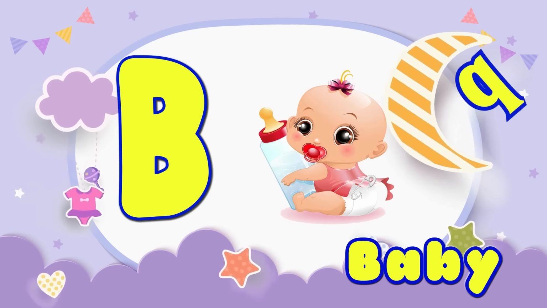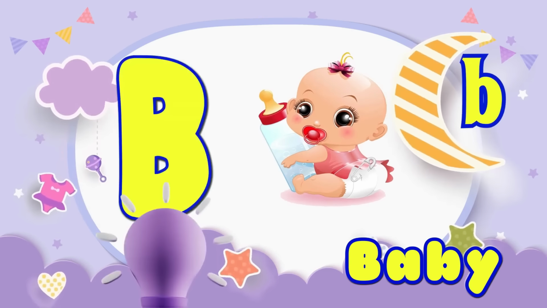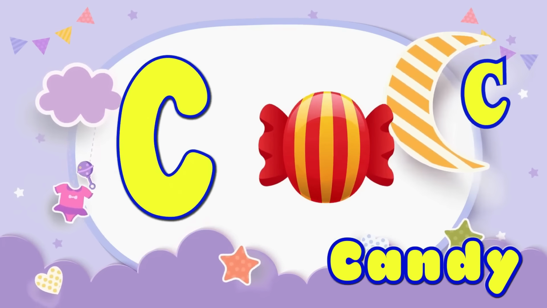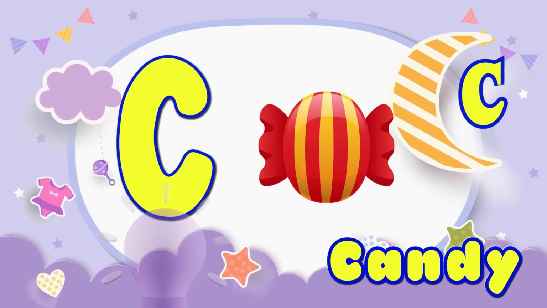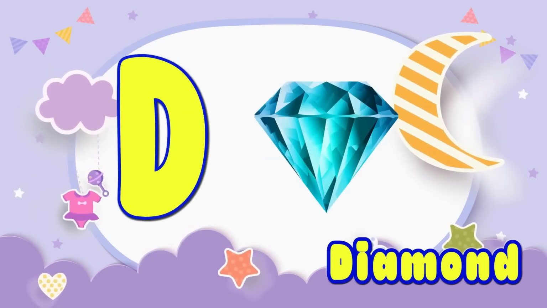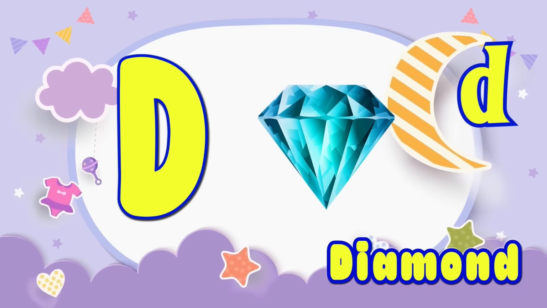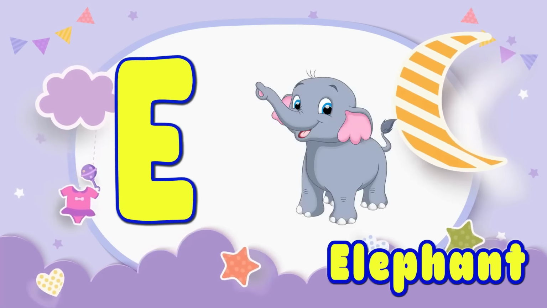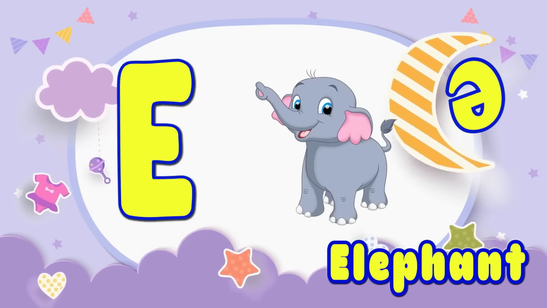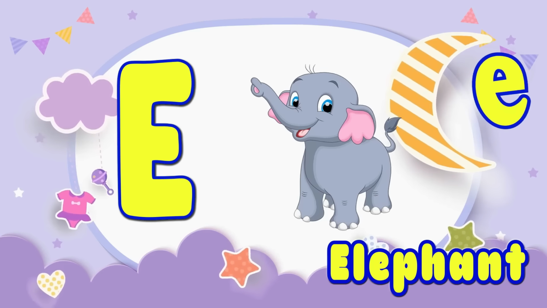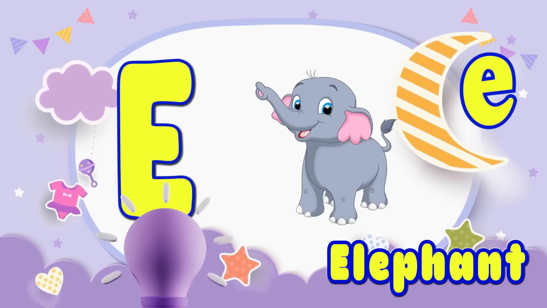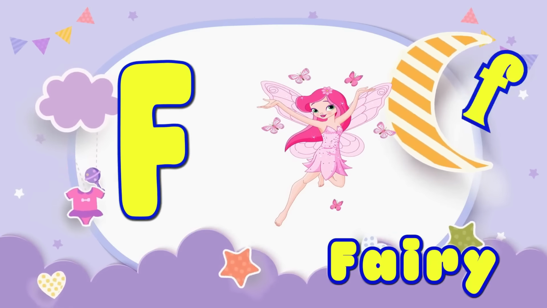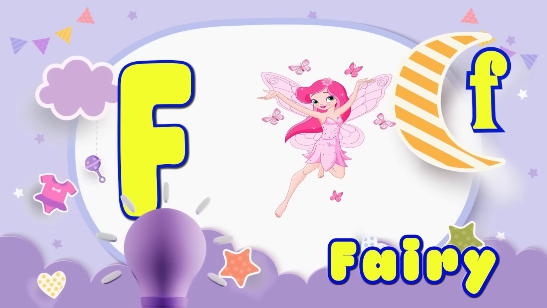B, b, baby. C is for candy. K, candy. C, candy. D is for diamond. D, d, diamond. E is for elephant. E, e, elephant. F is for fairy. F, fairy.